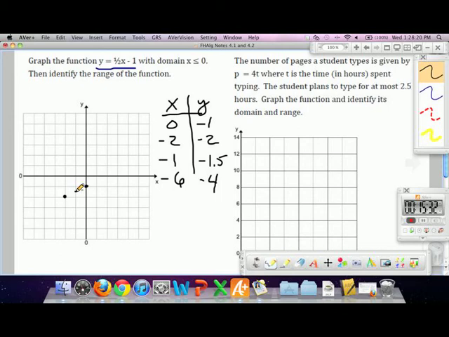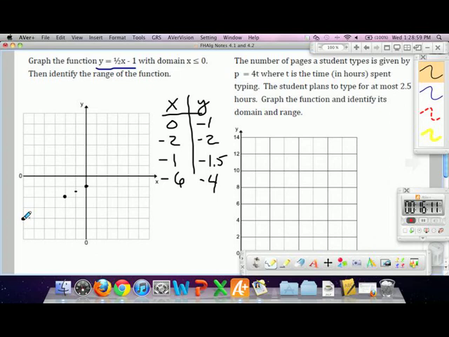The domain is x is less than 0. So where are all the x's? Just describe to me where all the x's that are less than 0 are located. What half of this graph has all the x's less than 0? Second and third quadrants, or the left half of this graph. So the third quadrant has both negative x's and y's. Second quadrant has positive y's, negative x's.